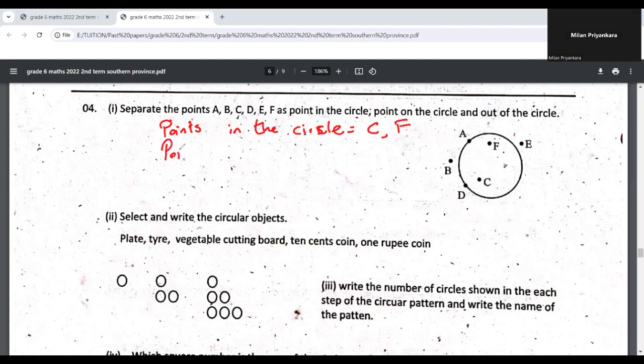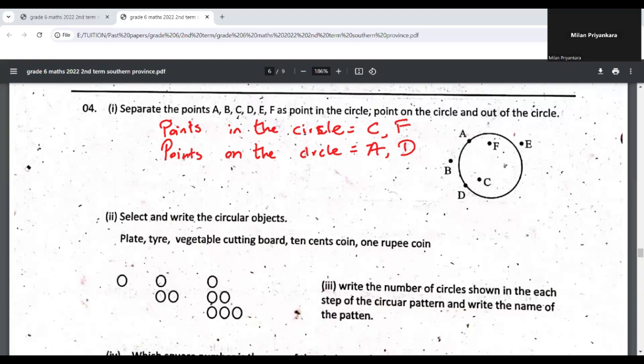So points on the circle are point A and D, because these are on the circle. That means they are on the perimeter of the circle, or the circumference of the circle.